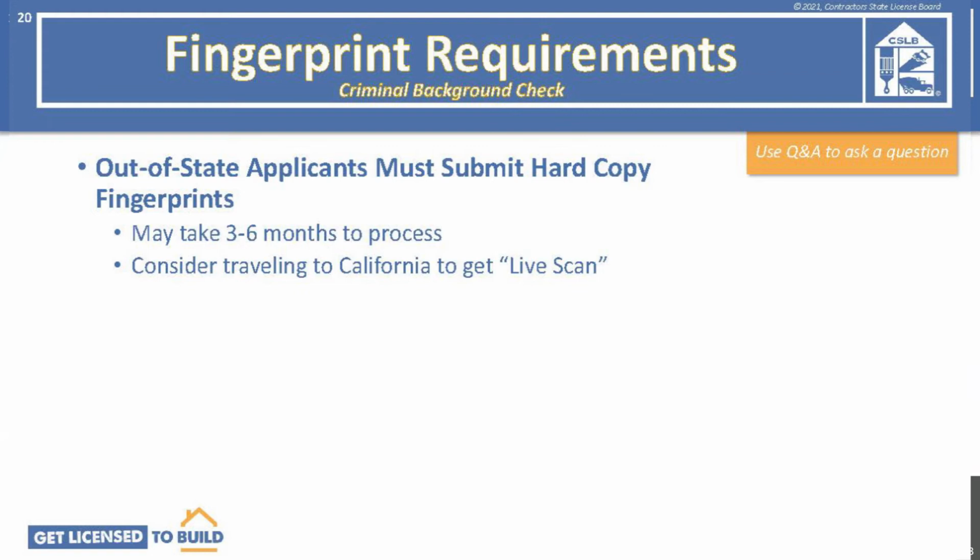If you're out of state, it's going to be tough for you to get us your fingerprints. That's because you must submit hard copies of them, the old-fashioned way. Those take anywhere between 3 to 6 months for the FBI and Department of Justice to process. When things settle down with COVID-19, you might want to consider traveling to California to get your electronic live scan done here.